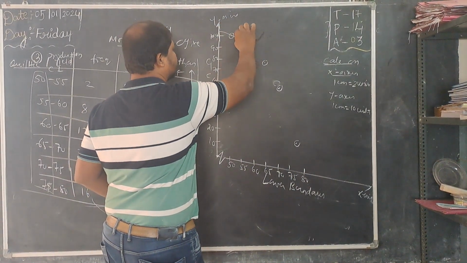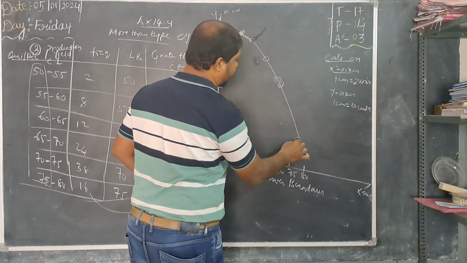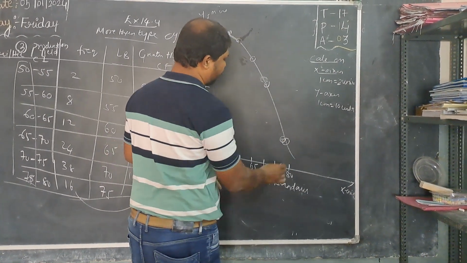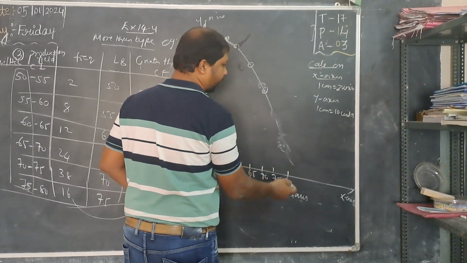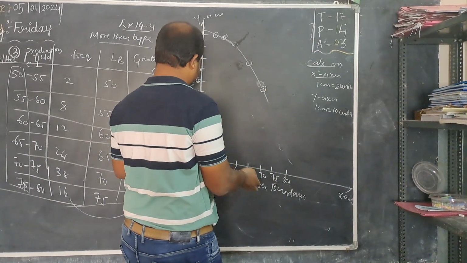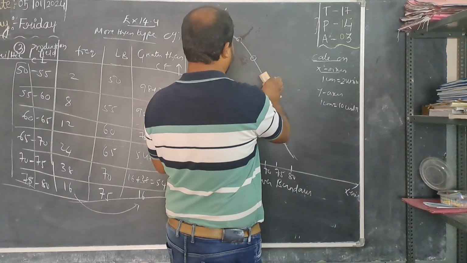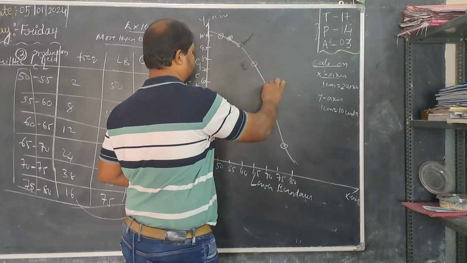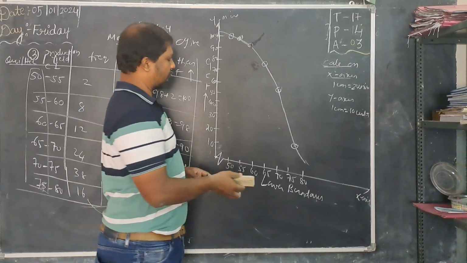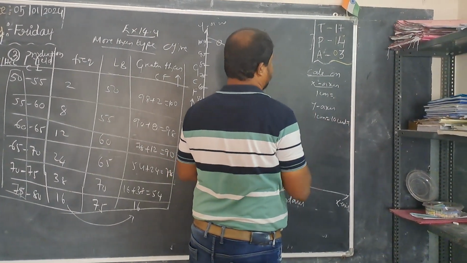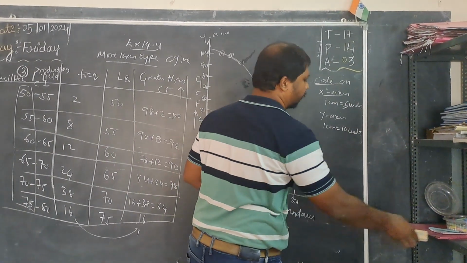You have to join like this with a smooth curve. More than type ogive will always be a falling graph. It is connected properly. Always you have to draw with a smooth hand. Now coming to the scale, on x-axis 1 cm equals 5 units, on y-axis 1 cm equals 10 units as usual.